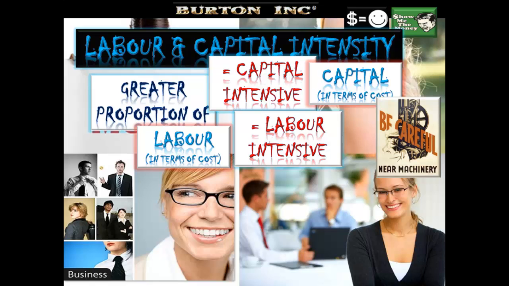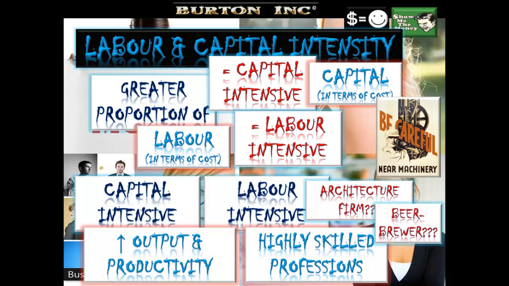So if the greater proportion of the cost of production is taken up by capital, then the firm is referred to as being capital intensive. The drive behind being capital intensive is to increase output. We want to get those economies of scale. We want to drive down the average cost of production and increase productivity.